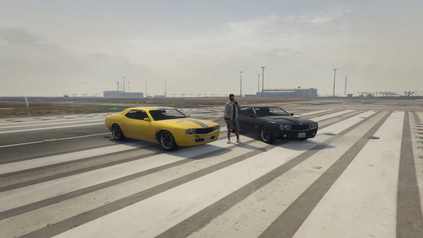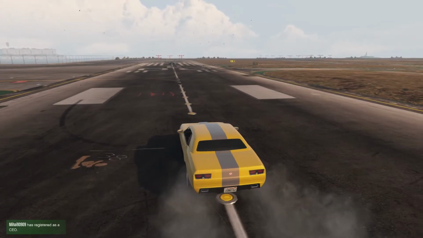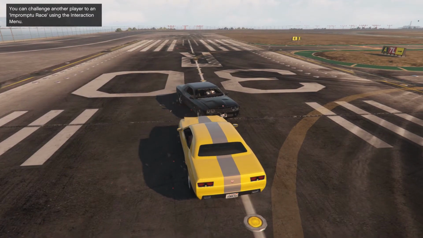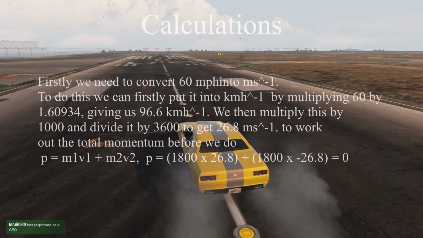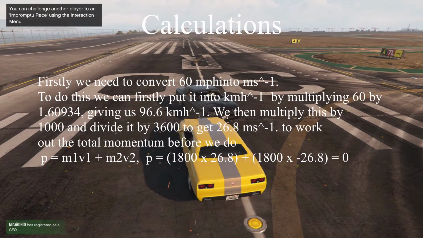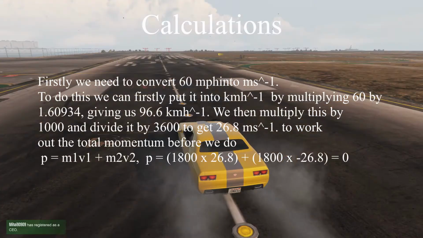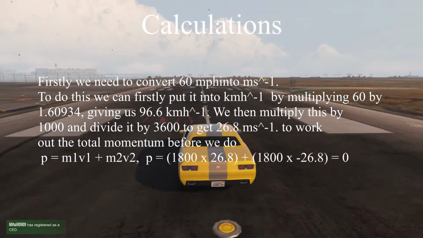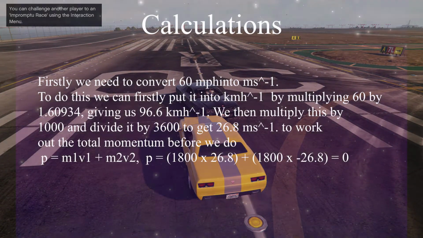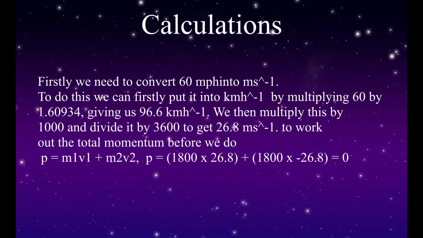Here are two muscle cars, both of mass 1,800 kilograms, which will crash into each other with an equal speed of 60 miles per hour. Firstly, we need to convert 60 miles an hour into meters per second. To do this, we can firstly put it into kilometers per hour by multiplying 60 by 1.6, giving us 96.6 kilometers per hour. We then multiply this by 1000 and divide it by 3600 to get 26.8 meters per second.